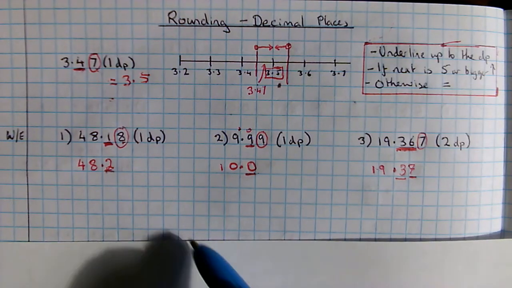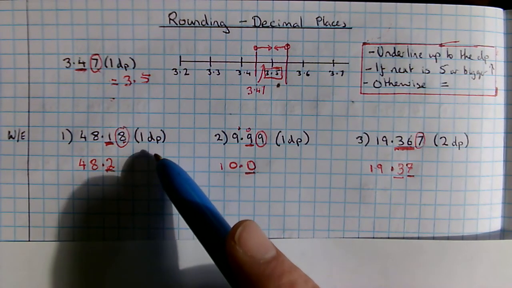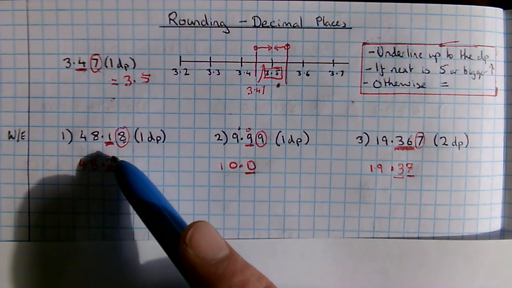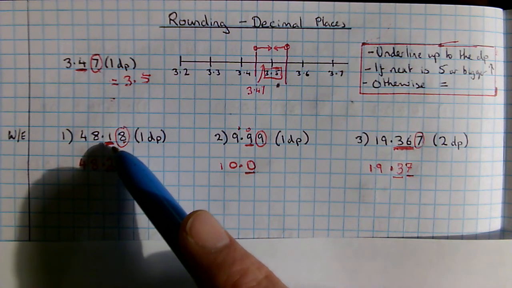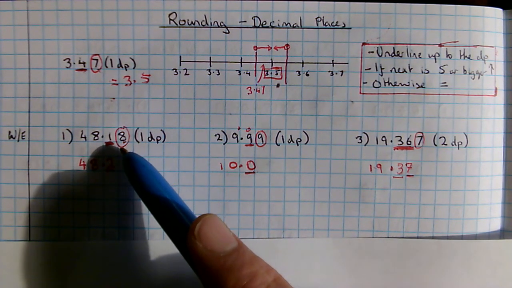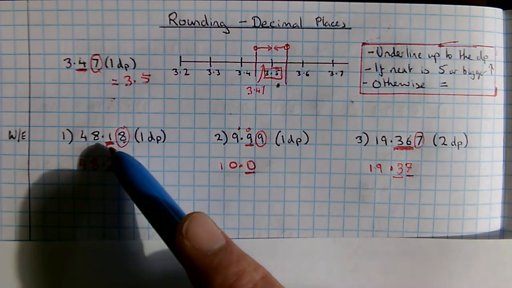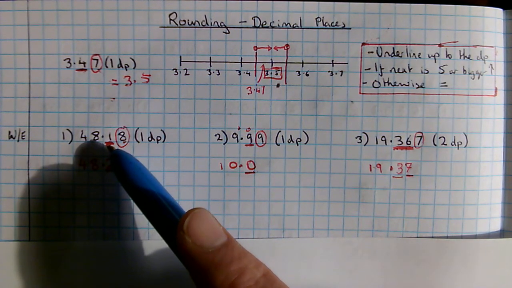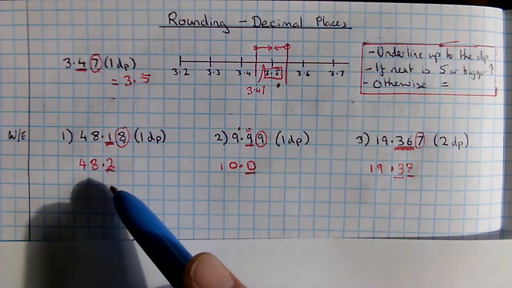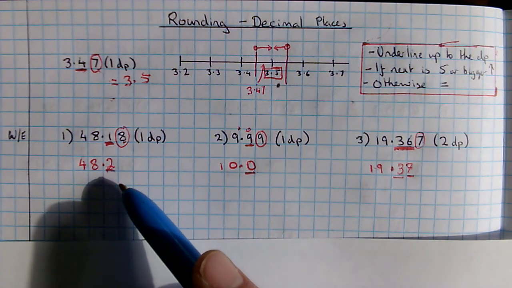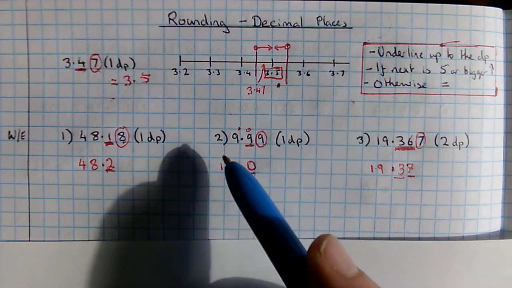So here I'm rounding 48.18 to one decimal place. I underline my 1 and I circle my 8. The 8 is 5 or bigger, so it pushes this 1 up by 1 and it becomes a 2. Gives me an answer of 48.2. The next one's slightly more complicated.